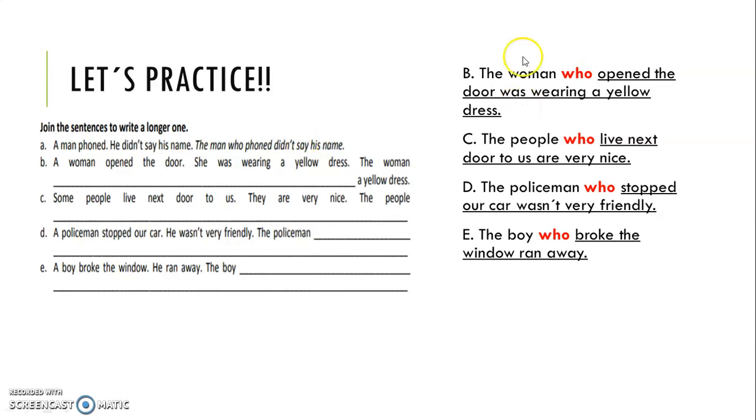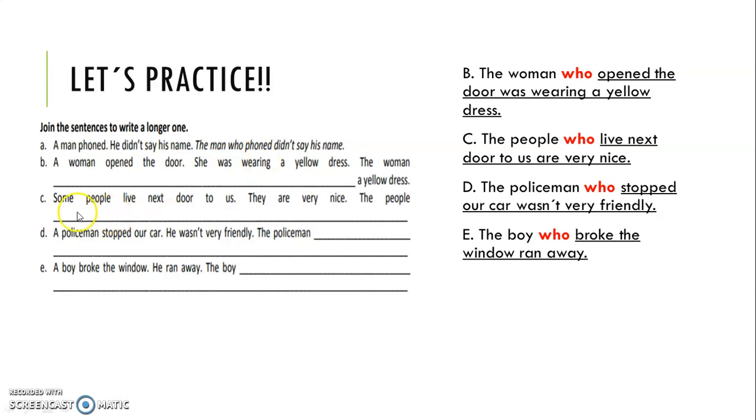For example, here you have some examples on how to join specifically the sentences that we can join, for example, two sentences in only one by using the relative pronouns and the relative clauses. Okay, for example, here the letter B, it is the answer, this one. For example, we have the woman who opened the door was wearing a yellow dress. We join this sentence and this sentence in only one.